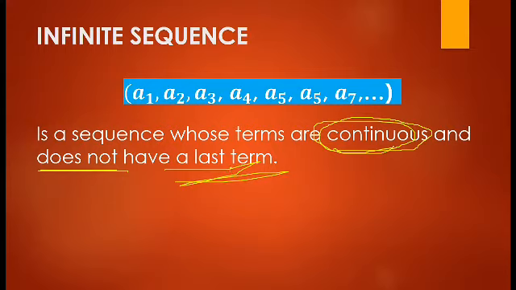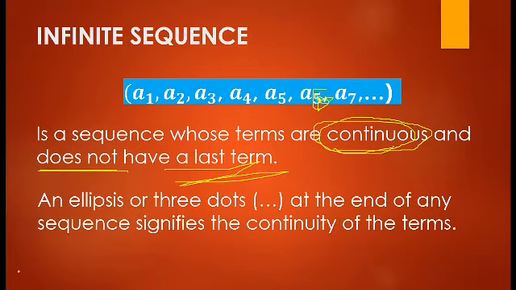Okay? So, ito po, a sub 1, a sub 2, a sub 3, a sub 4, a sub 5, a sub 6, a sub 7, so on and so forth. So, these 3 dots or the ellipses at the end of any sequence signifies the continuity of the terms.